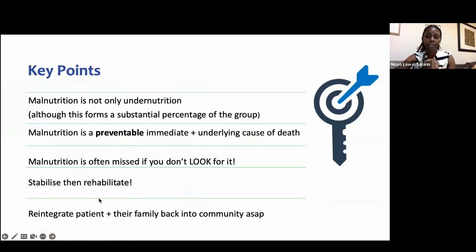Okay, so to wrap up, the take-home points: malnutrition is not only undernutrition. I know we only think of the wasted little child, but it's important to also remember the other end of the spectrum, the obese kiddies, the overweight kiddies, because that's also a significant burden of disease. Like we just talked about, it's very preventable as an immediate and underlying cause of death. It is often missed if you don't look for it. In terms of treatment, we need to stabilize or resuscitate if necessary and then rehabilitate. And we always want to reintegrate the patient and their family back into the community as soon as possible.